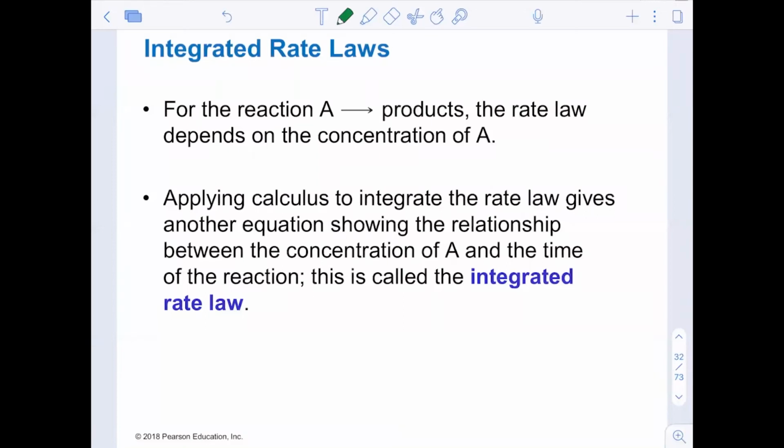Okay, so now after determining the order of a reaction or order with respect to specific reactants, the integrated rate law is our next step in determining some important aspects of kinetics. For a reaction where we have one reactant, A, going to products, the rate law depends on the concentration of A. Applying calculus to integrate the rate law and give another equation, we can show the relationship between that concentration of A and the time of the reaction. So anytime we want to integrate time into our rate law, we are looking at the integrated rate law.